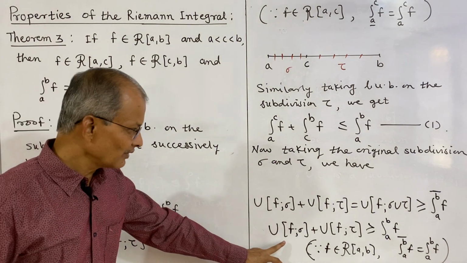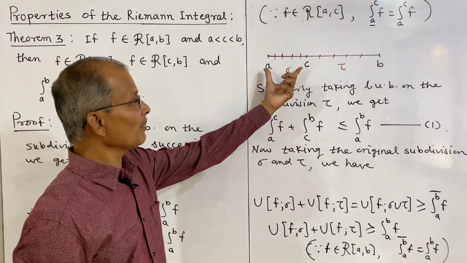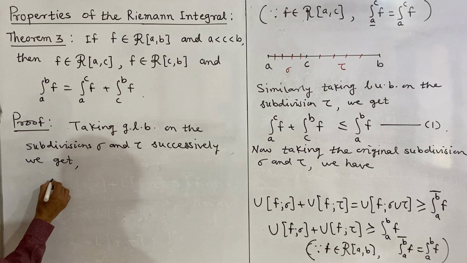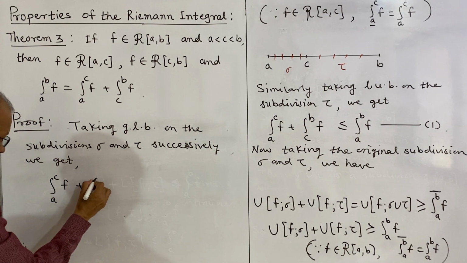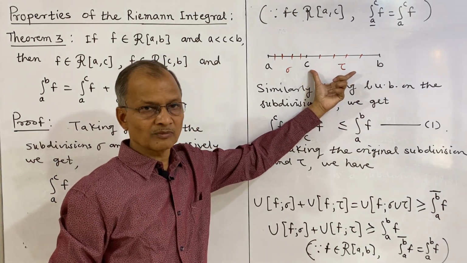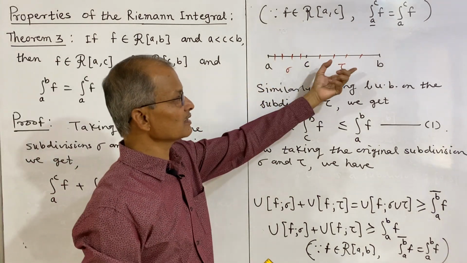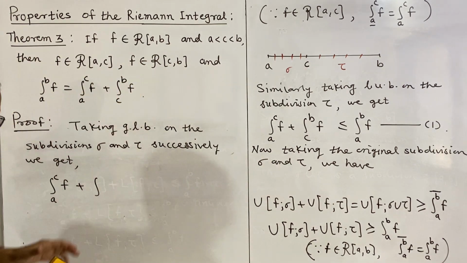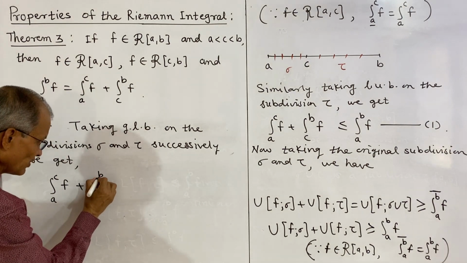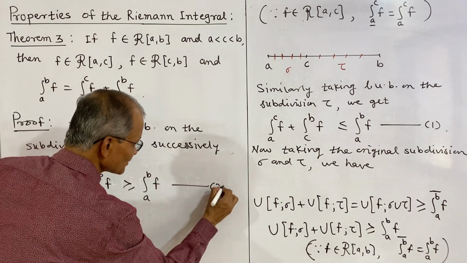Now what will happen if you take the GLB of this? GLB of upper sum over sigma will be the upper integral from a to c, plus GLB of upper sum over subdivision tau, which will be the upper integral from c to b. But the upper integral and the lower integral for these intervals are the same, because these are Riemann integrable, and therefore we directly write integral a to c of f plus integral c to b of f, which is greater than or equal to integral a to b of f, and we suppose this as second.